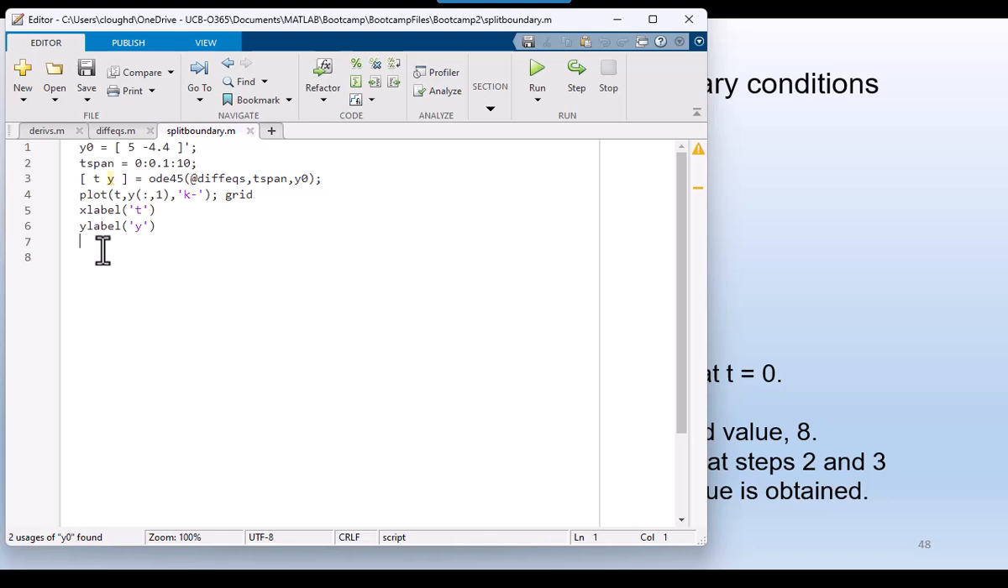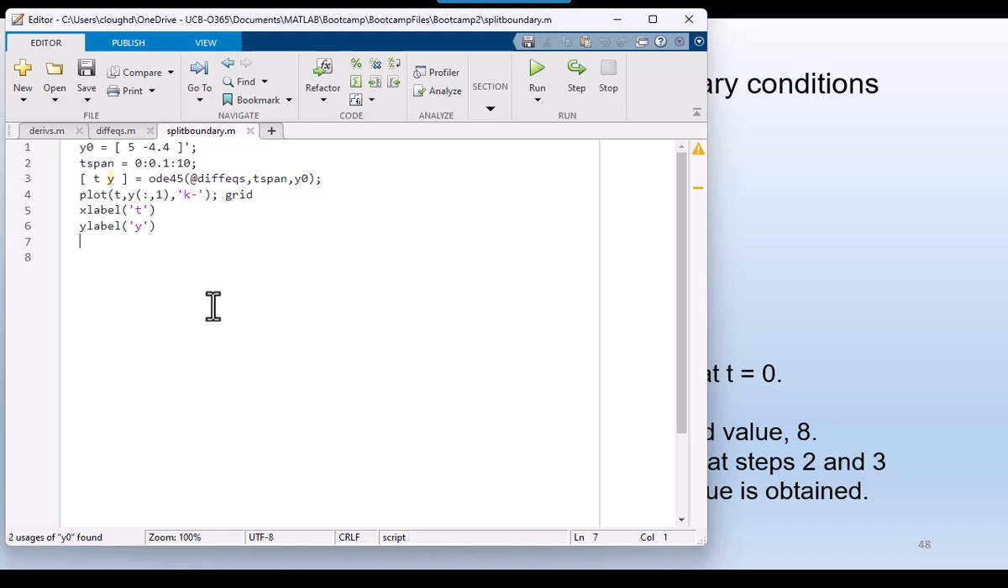Again, not too many statements. It's starting with an initial value of 5 for y, and we're estimating the derivative to start with at minus 4.4. And note the use of the transpose here. And then the t-span is we're going from 0 to 10 in steps of 0.1. And we're asking ODE45 to solve these and to produce our results, and then we're plotting them.